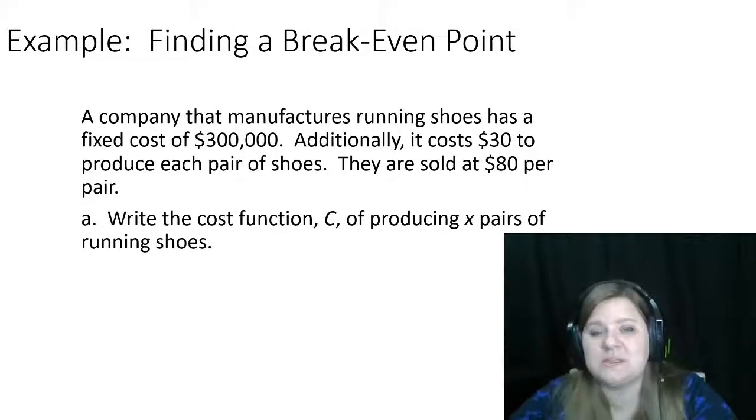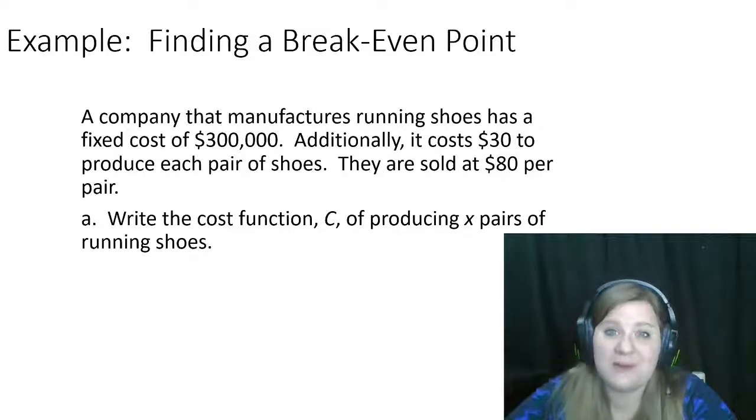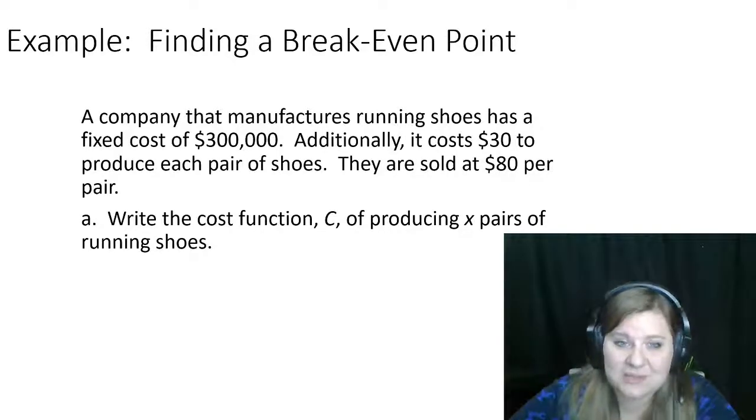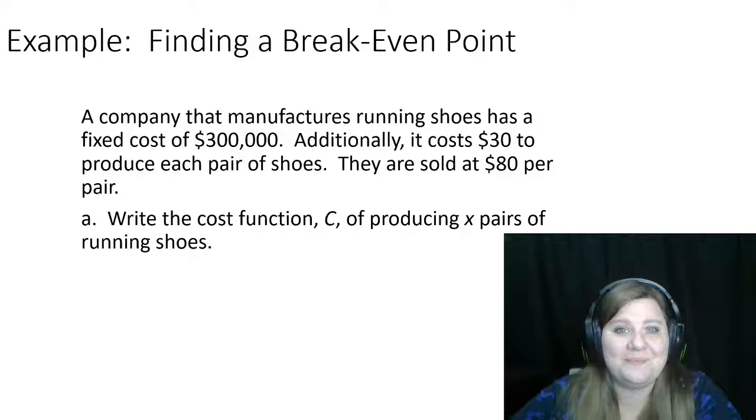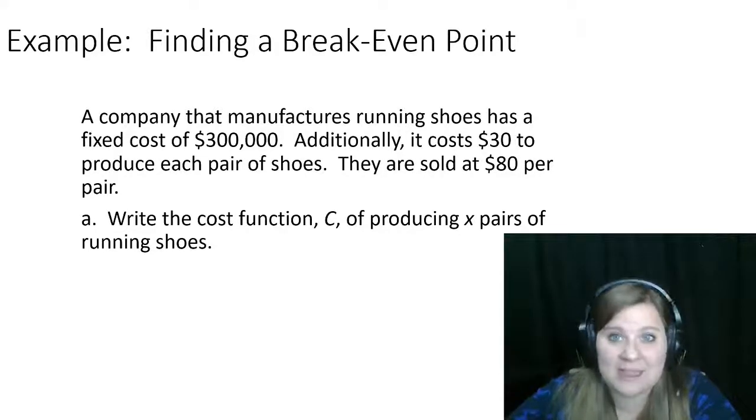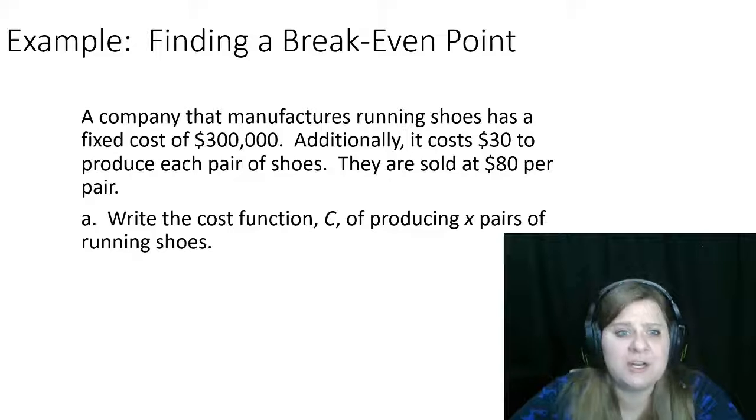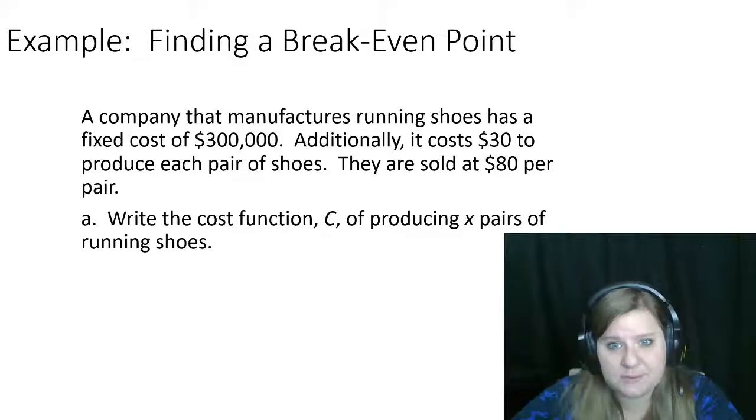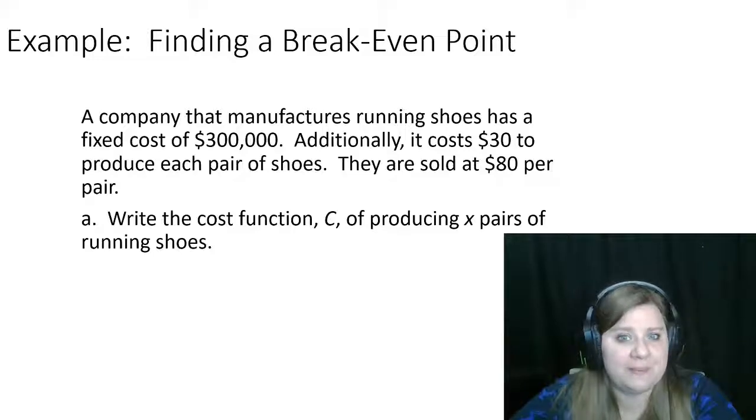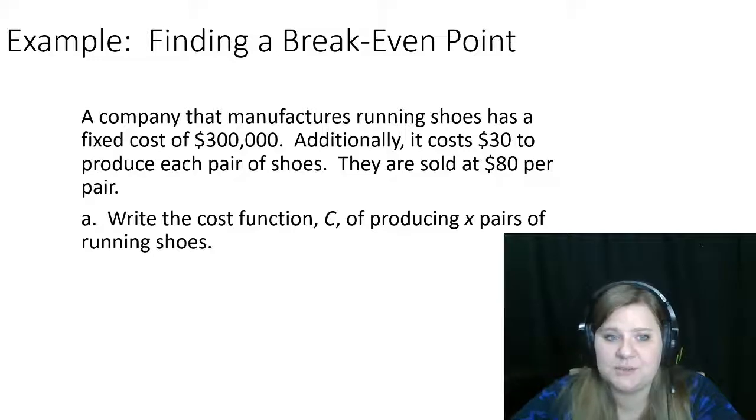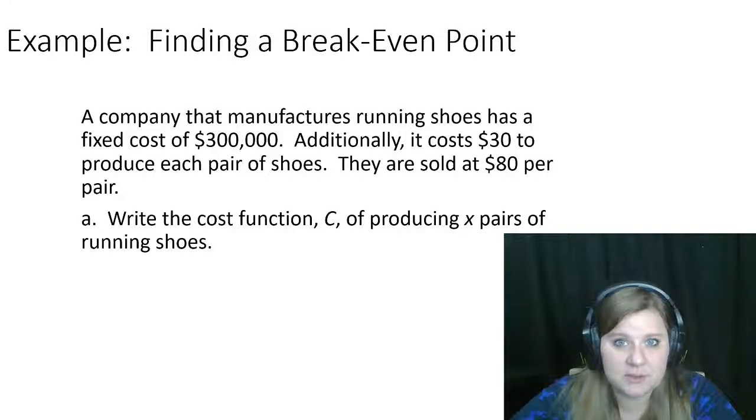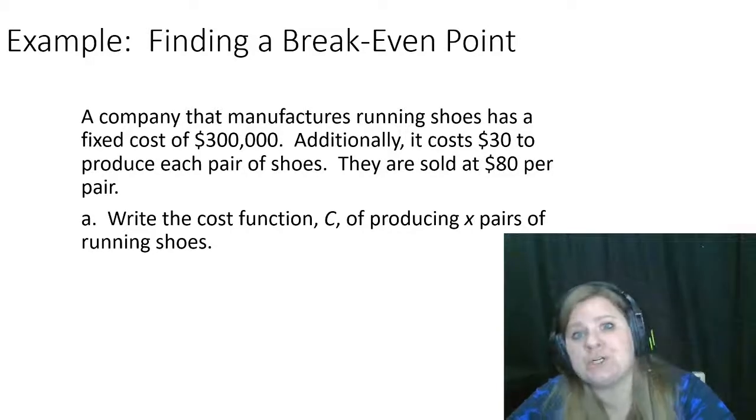Now, one of the things we use this for in our real lives is to find a break-even point. A company that manufactures running shoes has a fixed cost of $300,000. So that's how much they have to spend to keep their company running, even if they're not making anything. Additionally, it costs $30 to produce each pair of shoes. They are sold at $80 per pair. Write the cost function C of producing x pairs of running shoes. Well, first of all, C is for cost, so we only use the numbers that involve costs. So it costs $300,000 plus $30 per shoe.